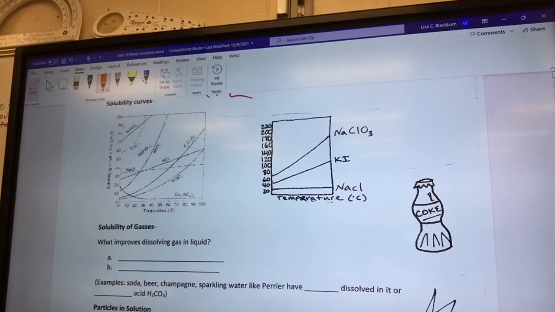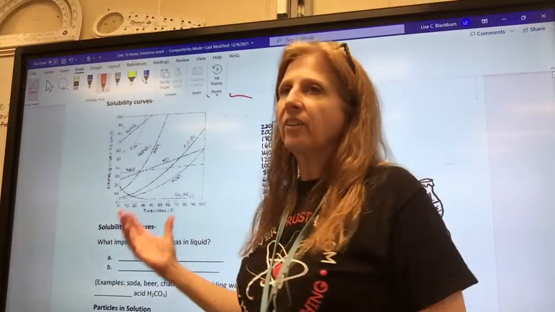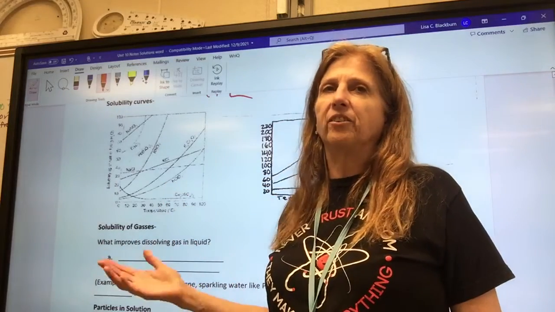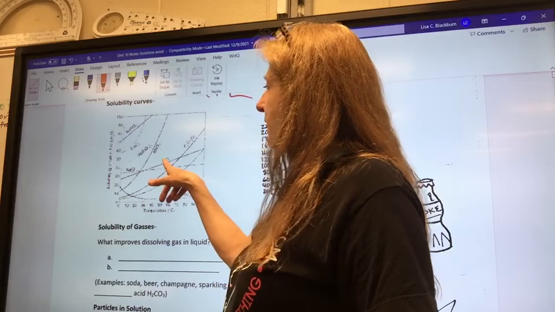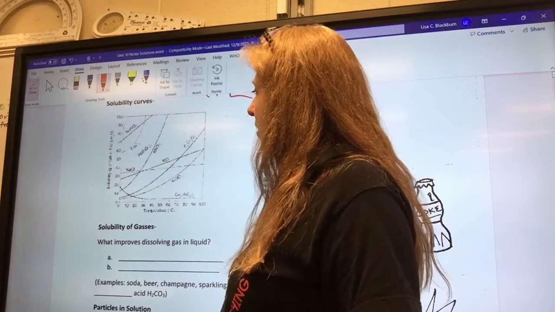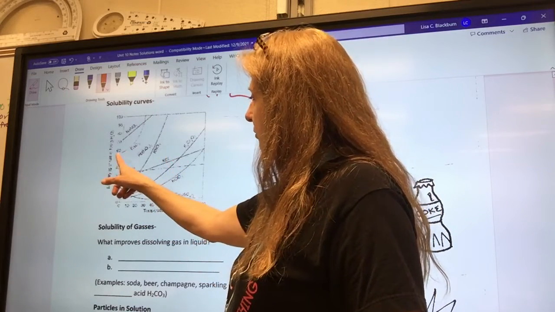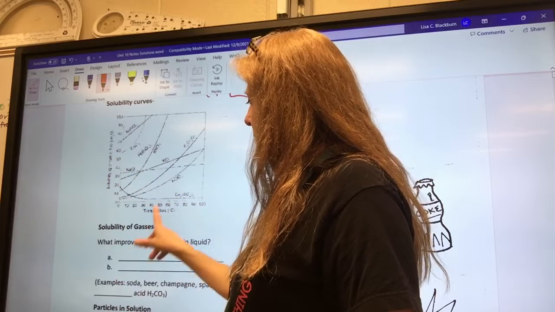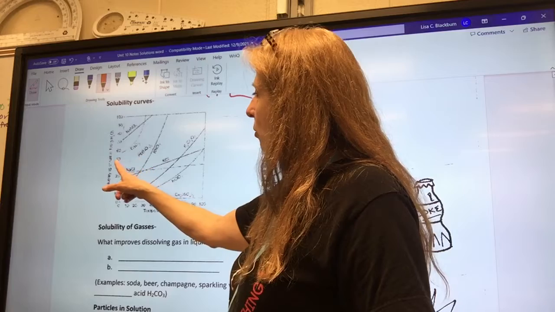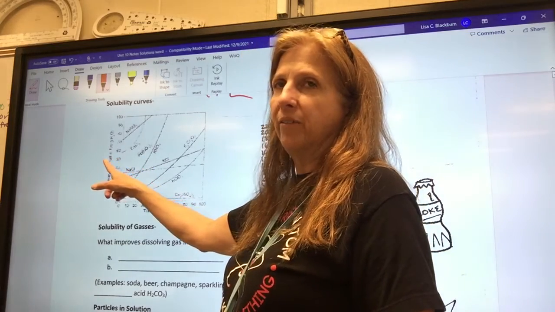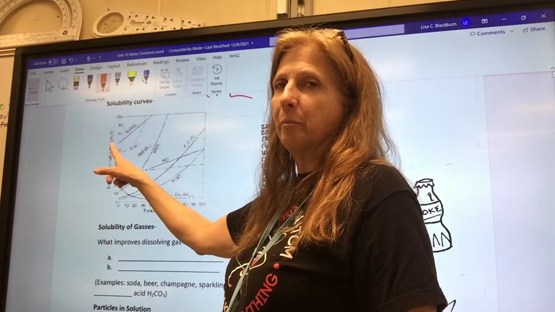Very exciting. Okay, so how these little graphs work is, I love these kind of questions on the test because I don't have to study anything. I just have to understand how to read it. So on the test, I might say, how much potassium chloride dissolves at 50 degrees? So I would go 50 degrees up to potassium chloride and go over, and I see it's about 45 grams. Does that make sense to you?